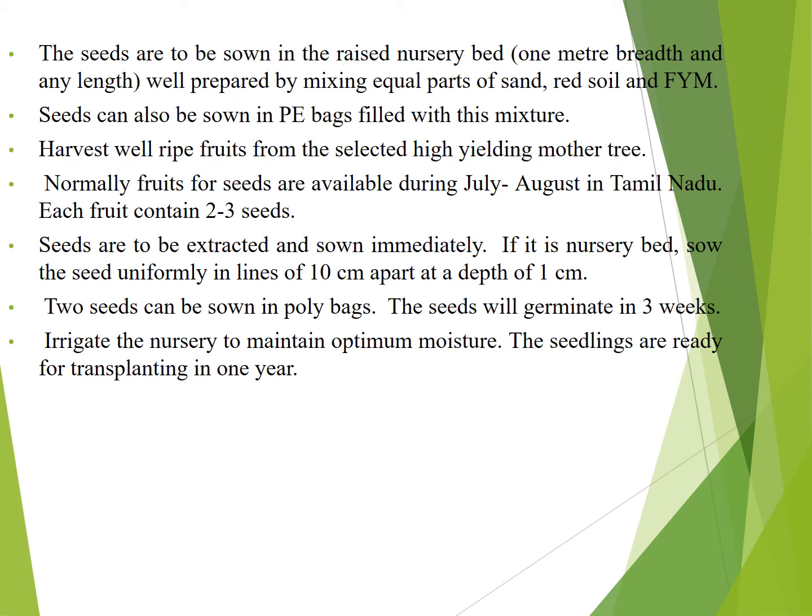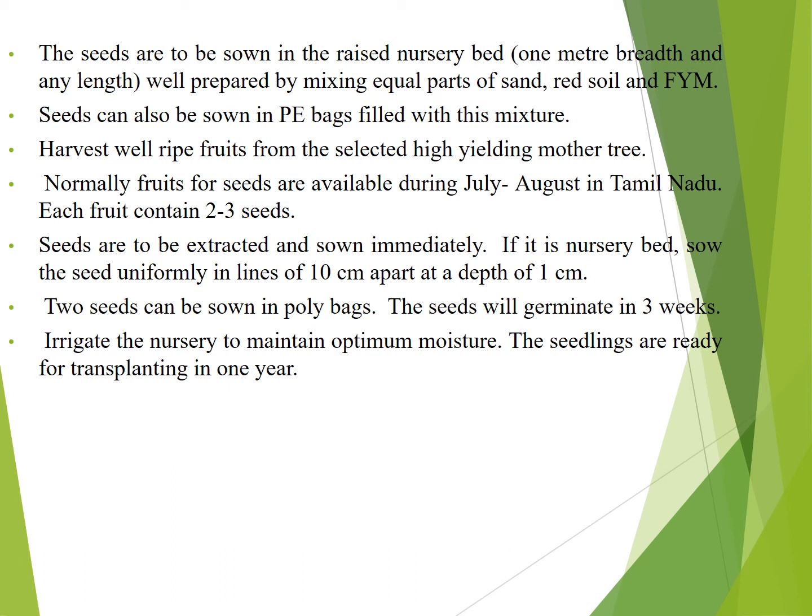Normally the fruits and seeds are available during July to August in Tamil Nadu, and each fruit contains 2 to 3 seeds. The seeds are extracted and sown immediately. In nursery beds, sow the seeds uniformly in lines 10 centimeters apart at a depth of 1 centimeter, which is necessary for better growth and development.